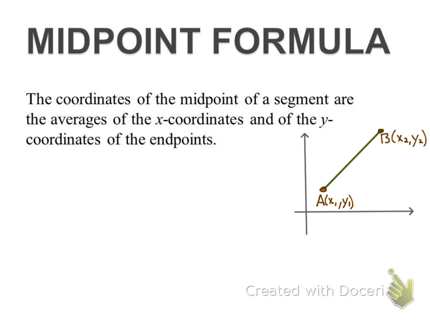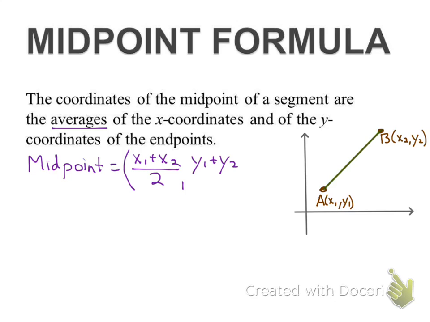endpoints. So what we're saying here is that the midpoint, I like the keyword here of averages. We take the averages of the coordinates. So if I have two x values, one from point A and one from point B, their average is if I add them together and divide by 2. If I do the same thing for the y coordinates, y1 plus y2 over 2, that's going to give me the averages of each coordinate. Now this midpoint is an actual point, we'll just call it xm, ym.